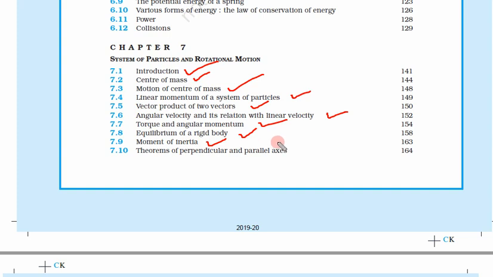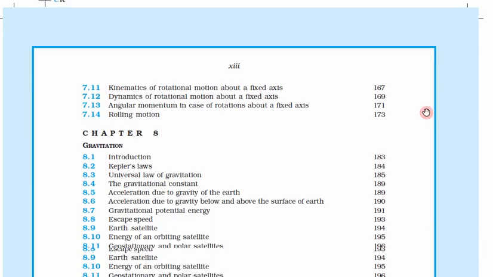You know that when we have force, we have the mass of a body, but when something is moving in rotational motion, instead of mass we use this term, moment of inertia. So this would be a new concept. Theorem of perpendicular and parallel axis. So these are the topics that would be covered in this chapter.